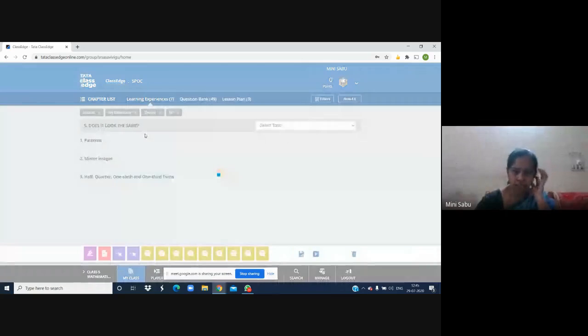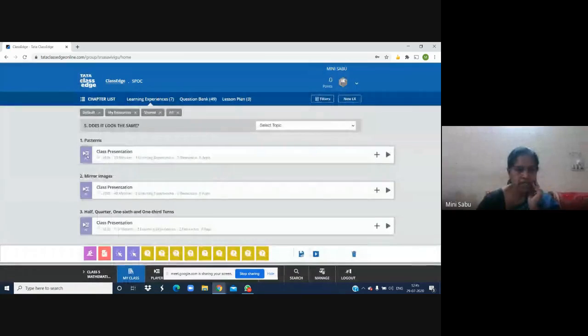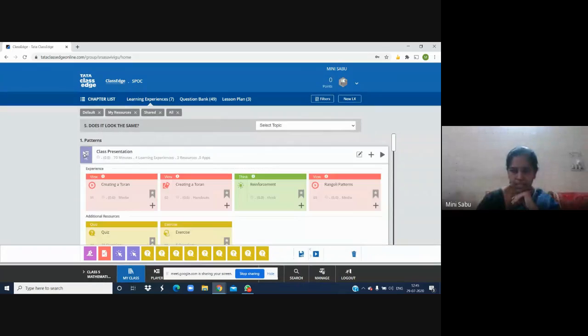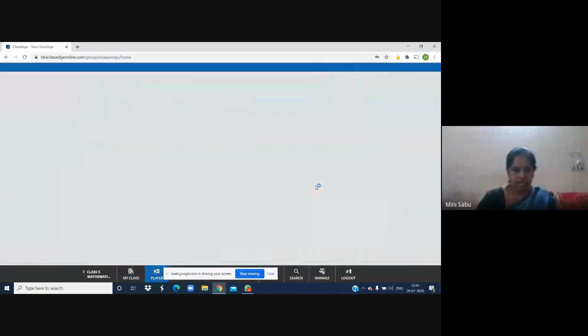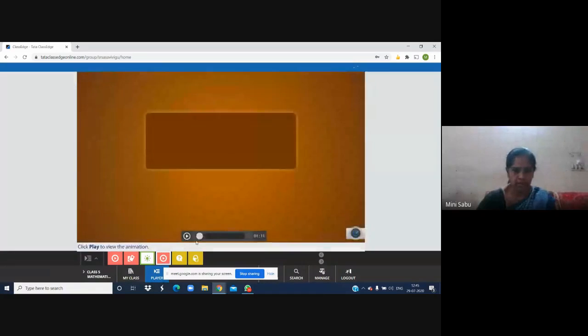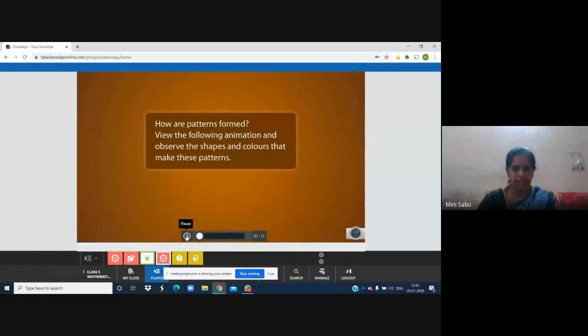And we are learning this lesson. Does it look the same? First, children, we can enjoy some Rangoli patterns. Are you ready for that? Let us first enjoy some Rangoli patterns. And you can draw them also. You can make them also. Let me play it.